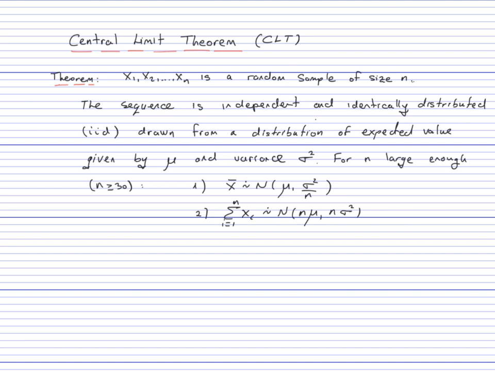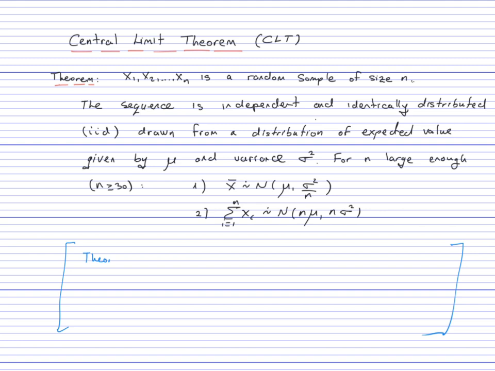The theorem says that in case n is large enough, in our case we mean n is at least 30, then the average is approximately normally distributed with mu and sigma squared over n. And the sum of xi, starting from 1 to n, is approximately normally distributed with n mu and n sigma squared.